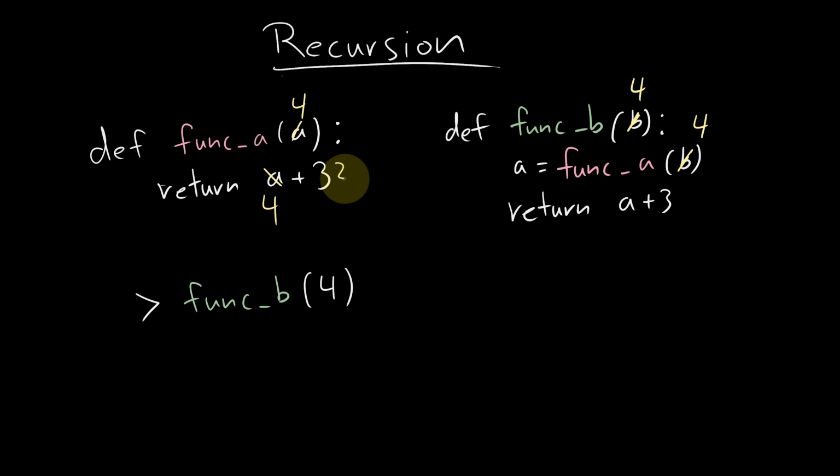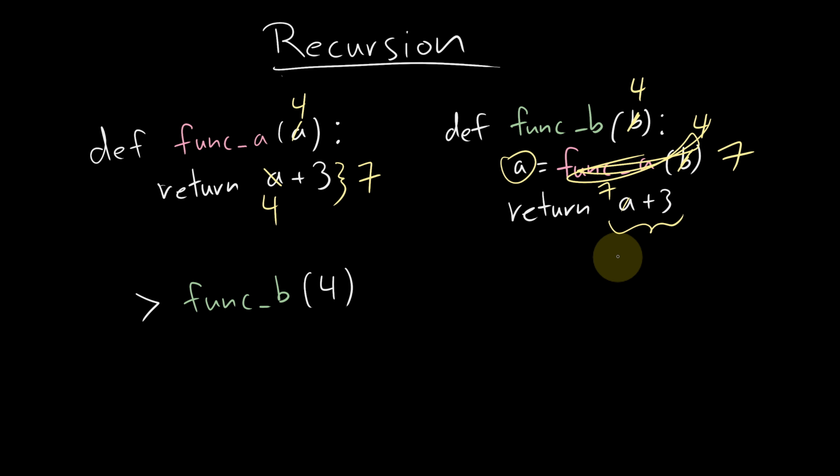And then what does that return? 4 plus 3, that's 7. So then function A, the call to function A becomes 7. So that means the variable A is now 7 here. And then here, A becomes 7. So 7 plus 3 equals 10. So this should give you 10.